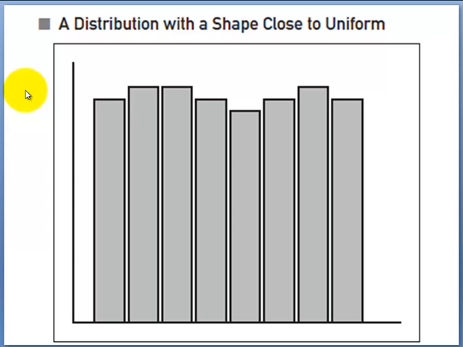This slide depicts a distribution with a uniform shape, or sometimes the term rectangular shape is used. If a distribution was perfectly uniform, then the height of each of these bars would be the same, conveying the exact same frequency for each value.